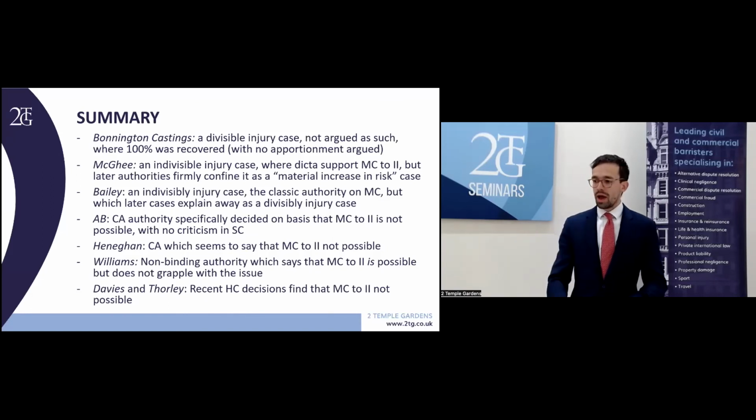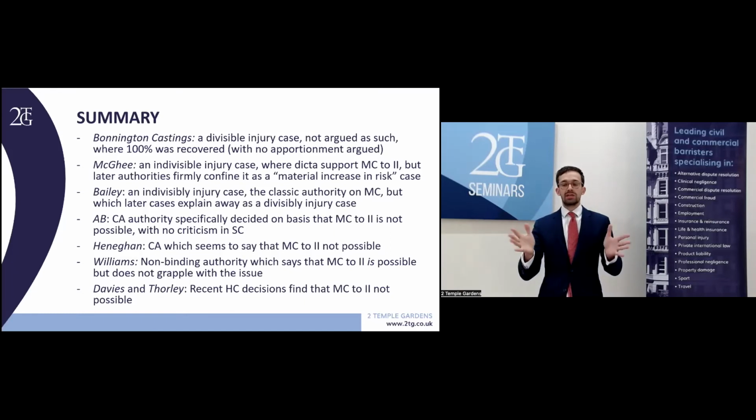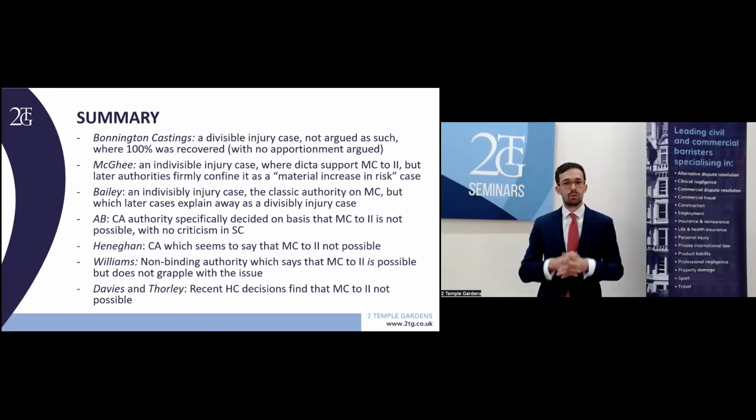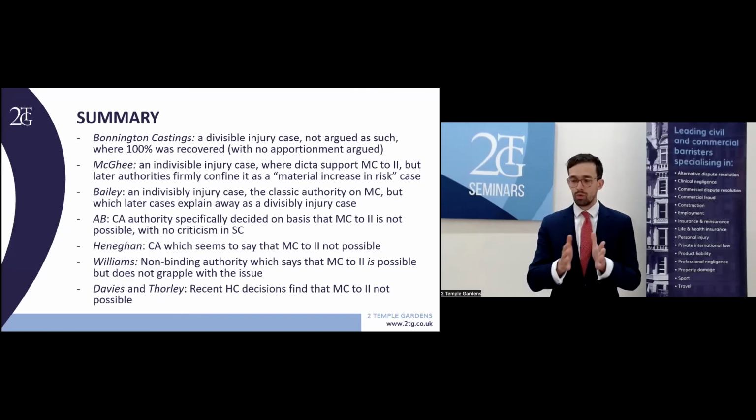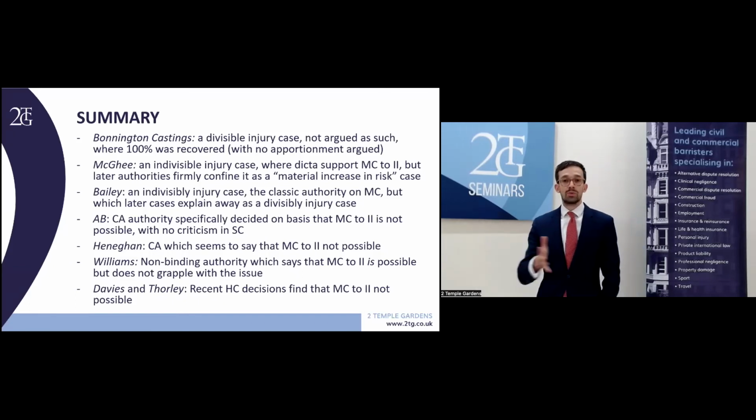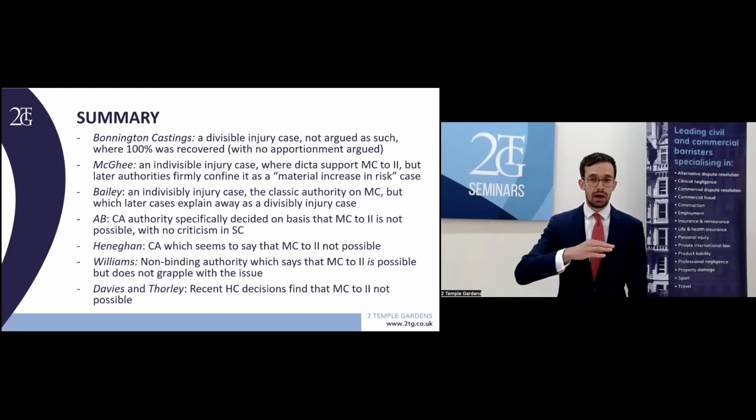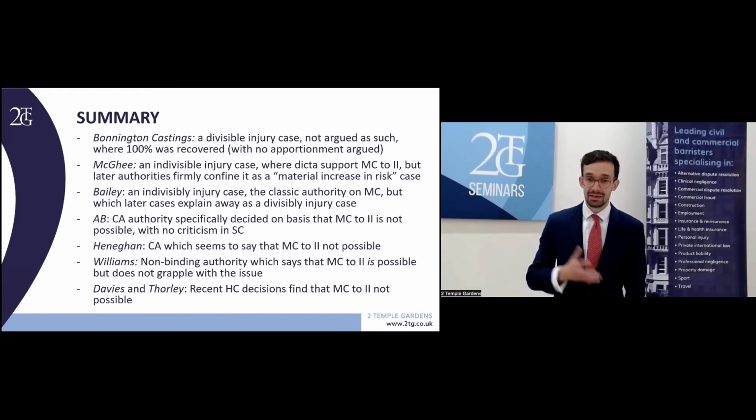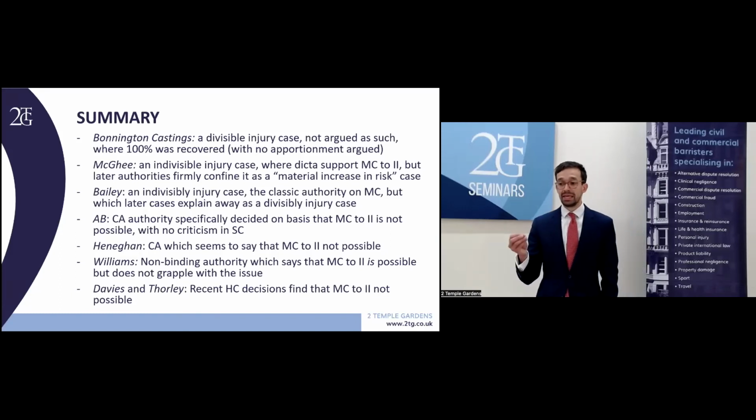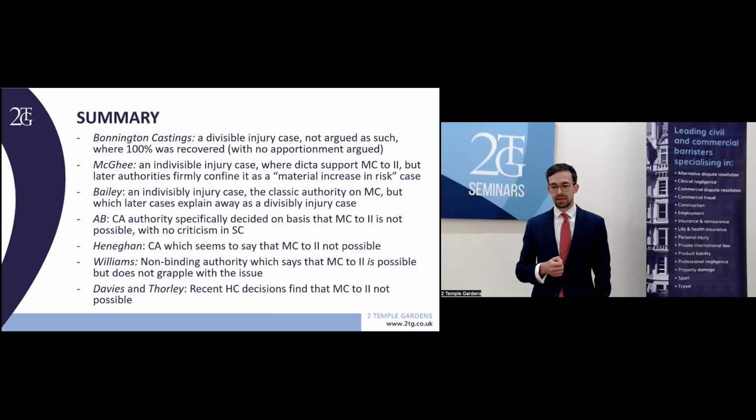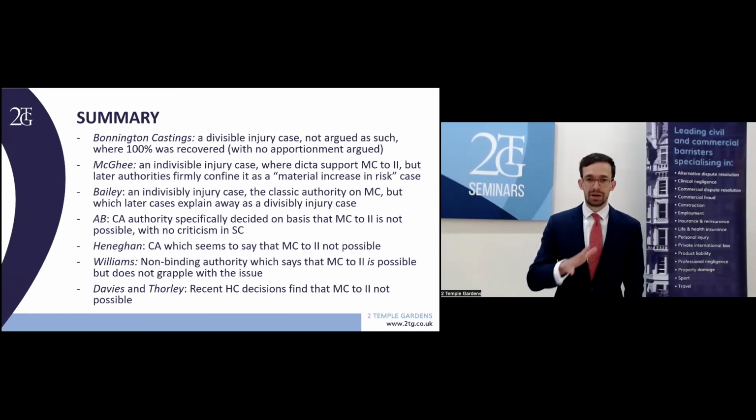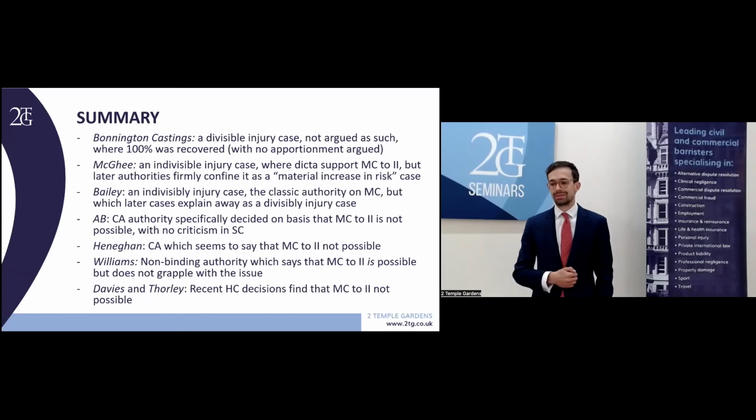So, in summary, on where we are with the law on this issue, Bonnington Castings, which is probably the earliest main starting point, is a divisible injury case where the claimant got 100% of his damages, but it was a divisible injury case and now is seen as such. McGhee was an indivisible injury case, but is now seen as a very particular instance of the Fairchild exception. Bailey was an indivisible injury case, but has now been seen as a divisible injury case, and therefore its status is unknown. AB, I think, is the clearest authority in this area, which says that you can't get home on material contribution. Hennigan seems to say the same thing, but it has a somewhat perhaps mistaken analysis.